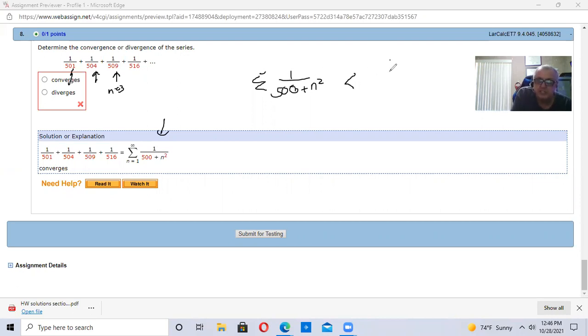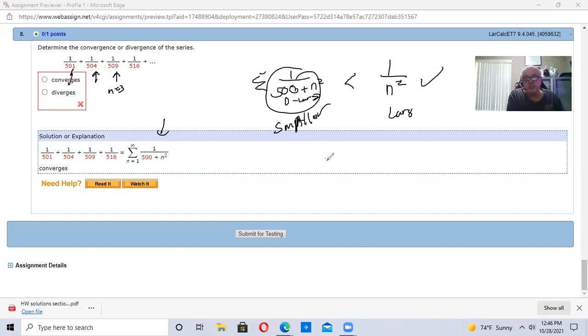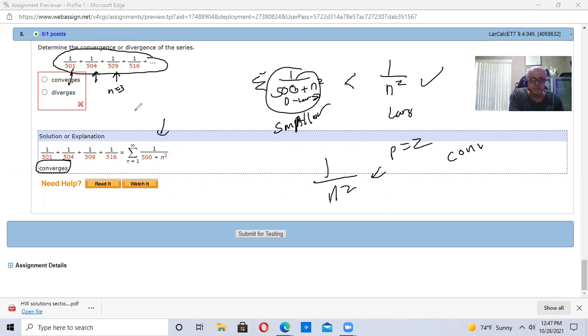We want to verify that this is smaller than a simpler series, this right here. And it is. You plug any number in here, the denominator is larger, so the whole fraction is smaller than this one. So that checks out. So we just need to do, once again, whether 1 over n squared converges or diverges. P equals 2. And we know when P is greater than 1, the series converges. So this series does converge.